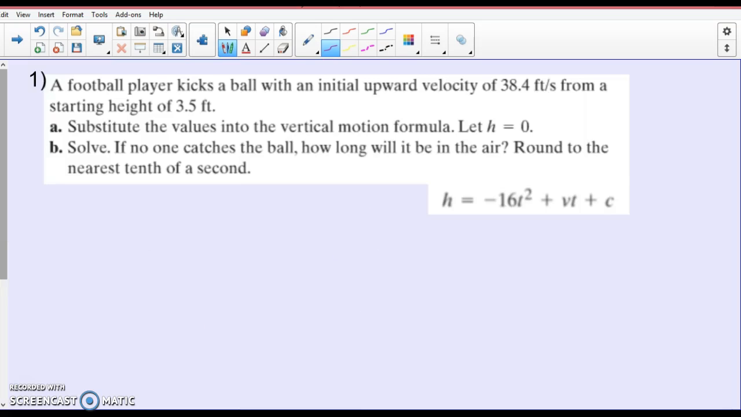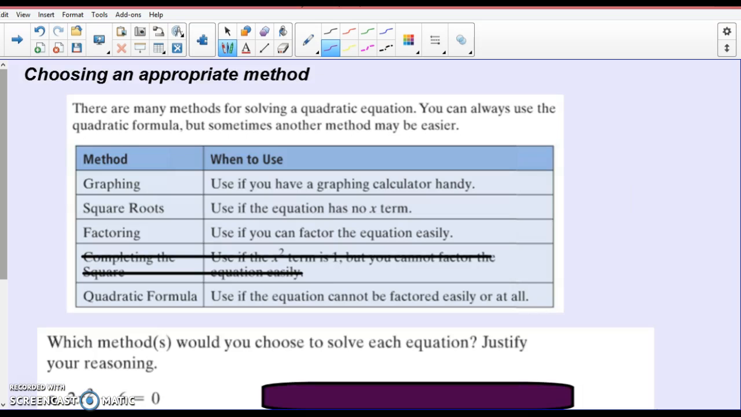A football player kicks a ball with an initial upward. We're not even going to do this one. Same exact thing. Okay.